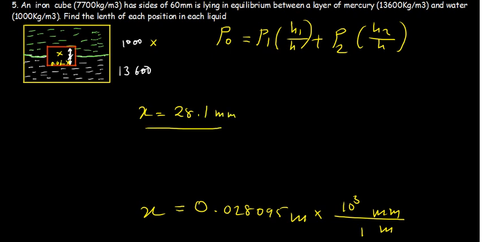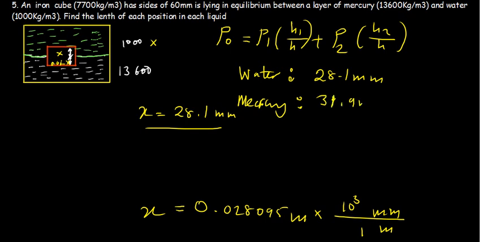So what does this tell us? The portion that is in water is represented by x, that is 28.1 millimeters, and the portion that is in the mercury is going to be 60 millimeters minus 28.1 millimeters, that is going to be 31.9 millimeters.